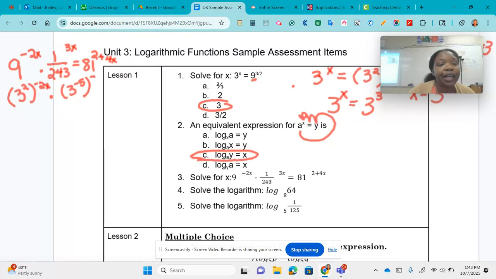Bring the exponent 3x down. Equal. 3 to what power is 81? But just when we use a calculator, what are we doing in our head? Not to the fifth, I'm sorry, but to the fourth is 81. Then we're going to bring back our exponent, 2 plus 4x.